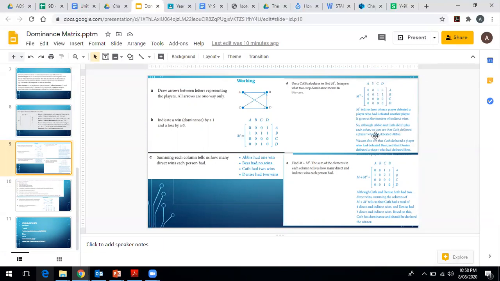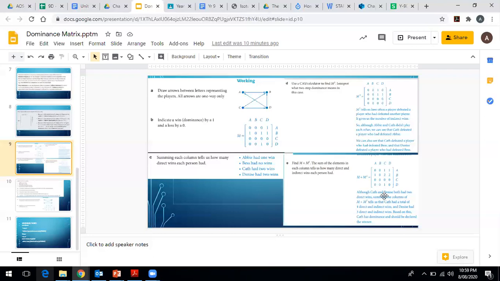So in this case, although Abby and Kat didn't play each other, we can see that Kat defeated a player who had defeated Abby. Because it's 1 here and earlier it was 0, that was an indirect win. Then the next one, you need to do M plus M squared. It shows you the direct wins and the indirect wins both, so the total number of wins. Based on this, Kat has dominated and should be declared winner because she has a total of 2, 3, and 4 wins if you do the sum of the columns.